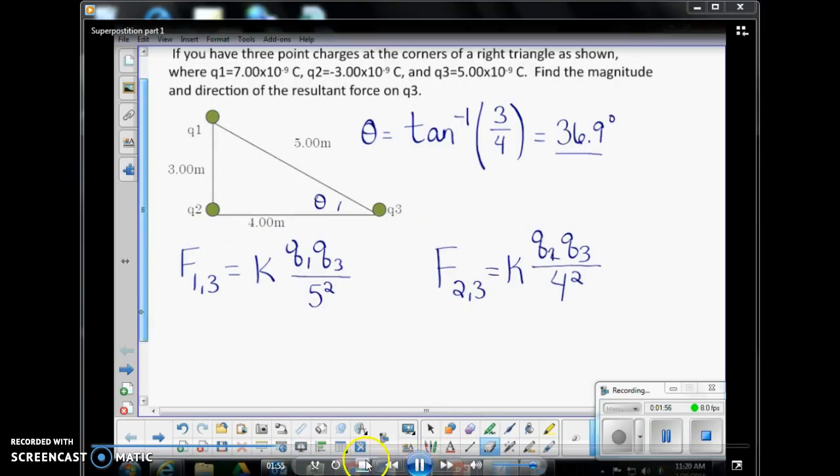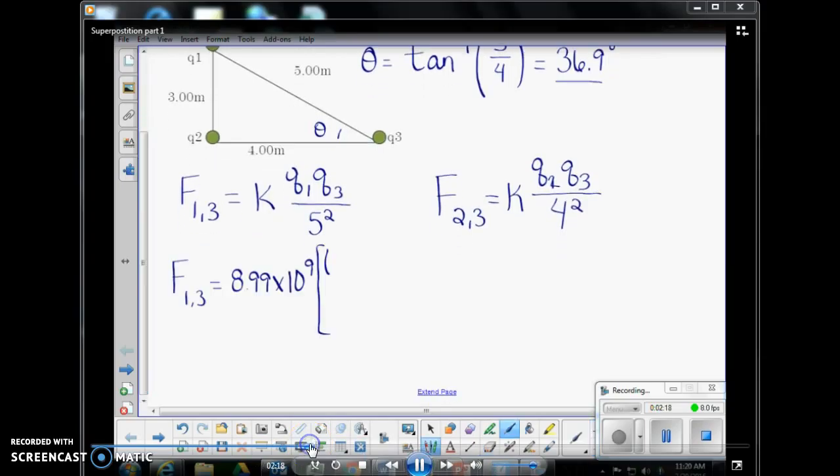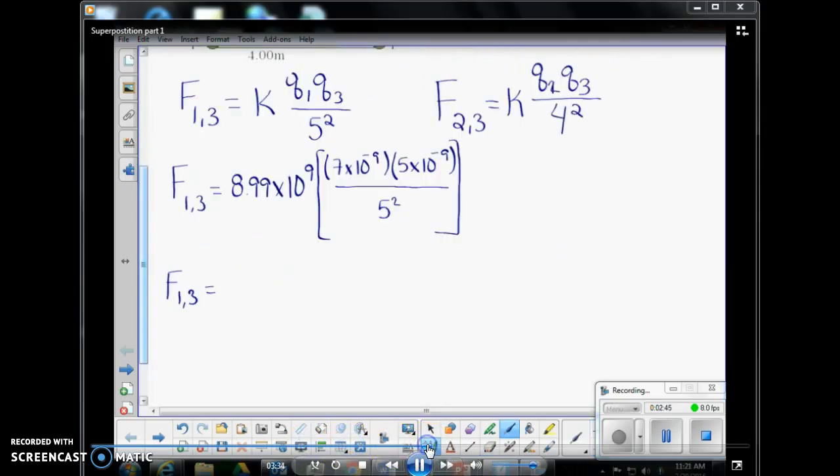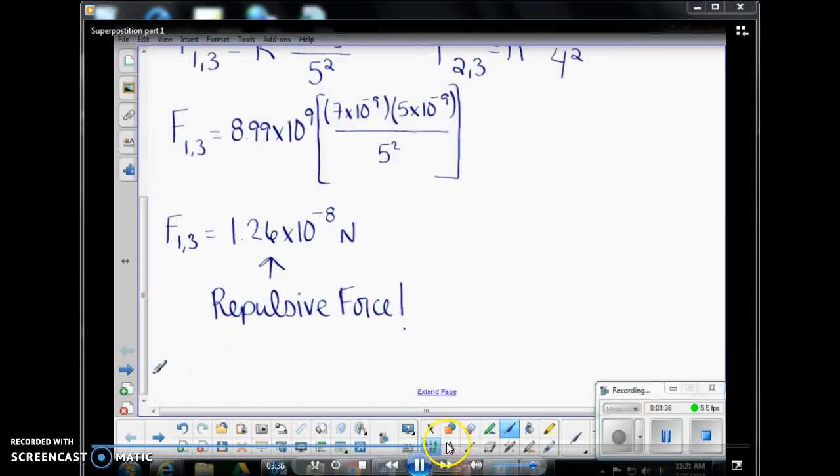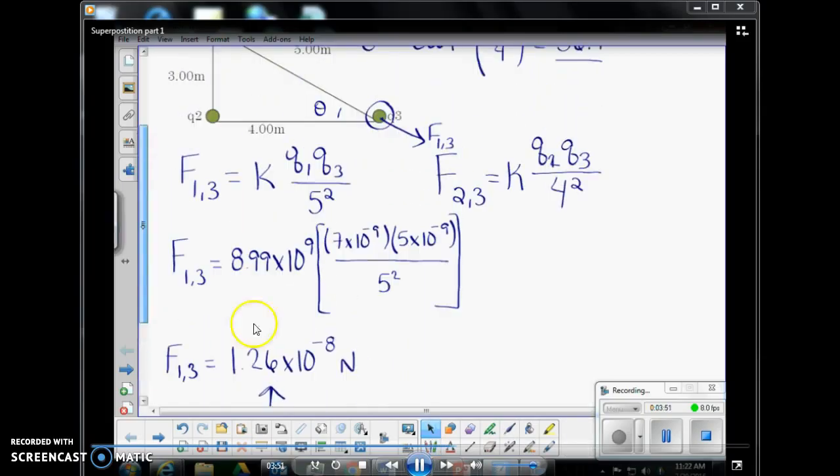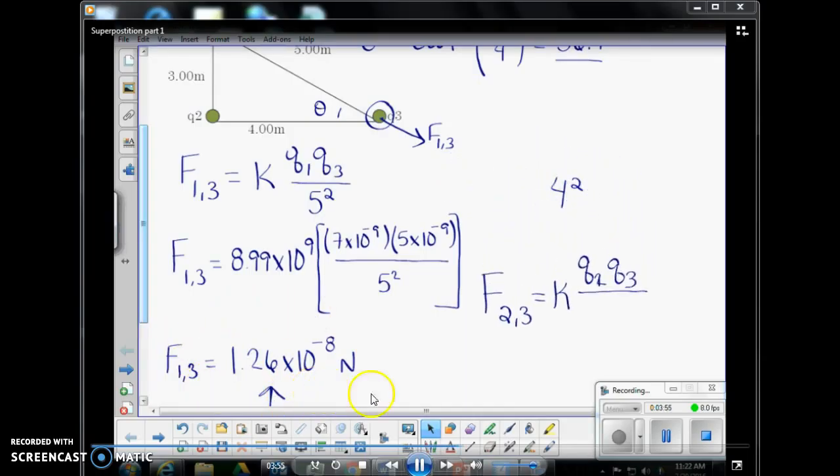So I'm going to speed up just a little bit here. I'm going to plug in my numbers for the force between Q1 and Q3. So I go ahead and plug those in. I plug in charge for charge number 1, charge number 3 divided by 5 squared times 8.99 times 10 to the 9. And then I get this answer, 1.26 times 10 to the negative 8.